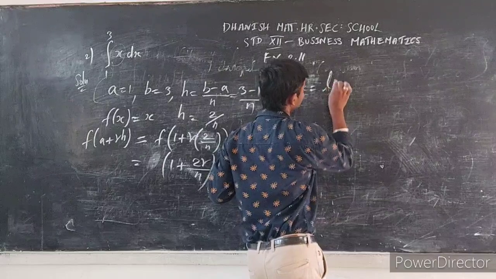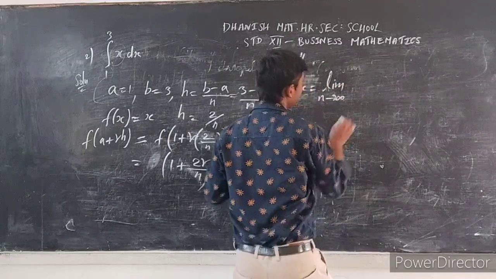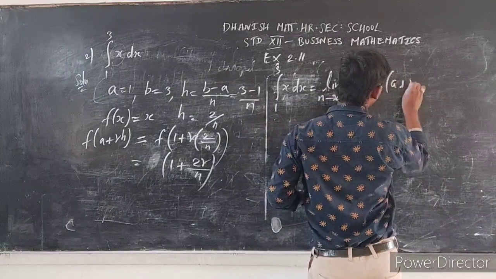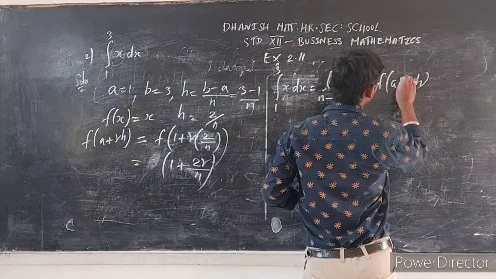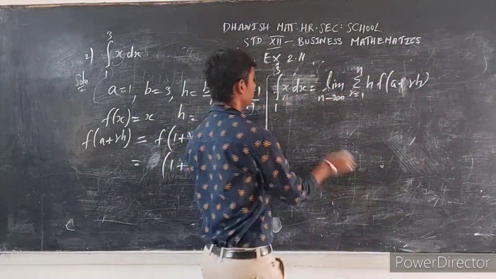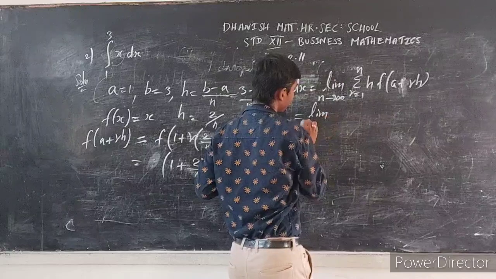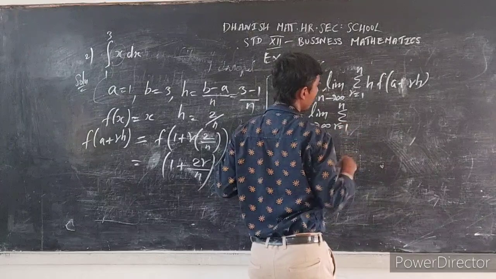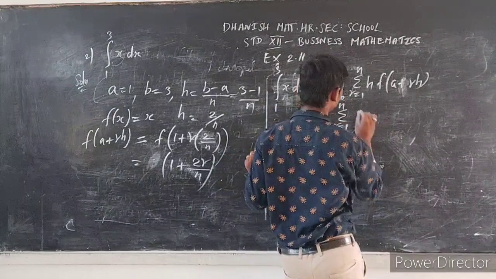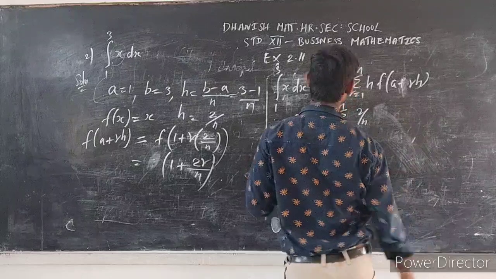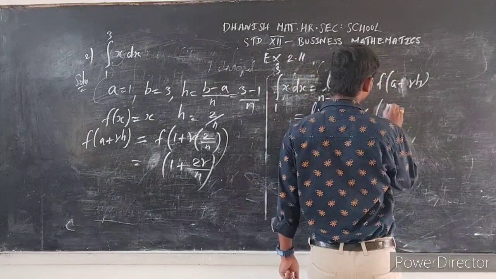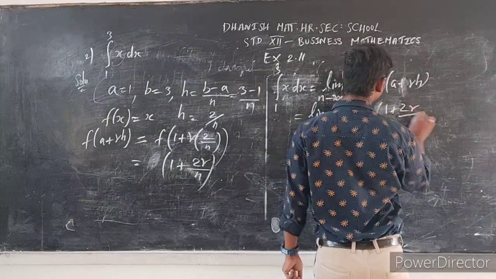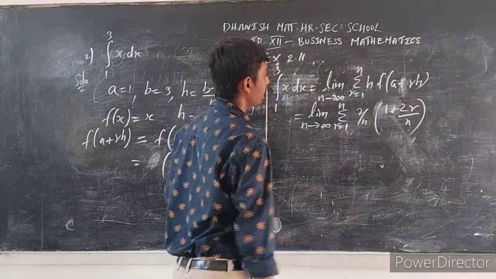That will be limit n tends to infinity summation r equal to 1 to n, f of a plus r h into h. Let's substitute the values here. The limit n tends to infinity summation r equal to 1 to n. So here, what is the h value? That will be 2 by n. What is the f of a plus r h value? That is 1 plus 2r divided by n.